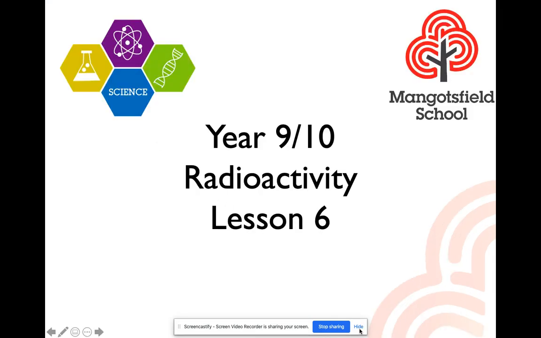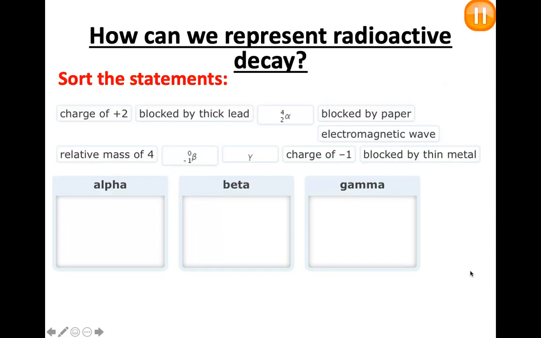This is Radioactivity Lesson 6. Today's driving question: how can we represent radioactive decay? First task is to sort the statements into whether they apply to alpha, beta, or gamma radiation. Press pause to complete the task.